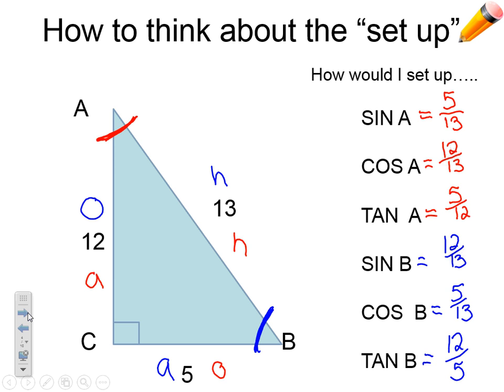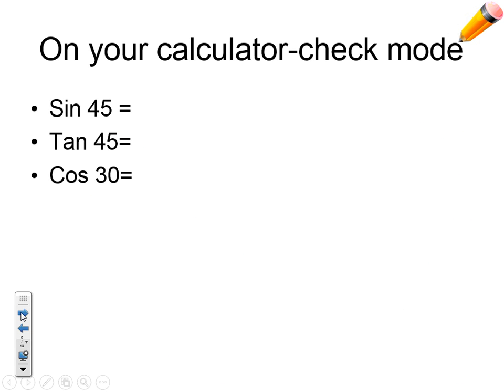or SOHCAHTOA. Now I need to make sure you have your calculator up, because all we're going to do is check this in your calculator. So you're going to type in sine of 45 in your calculator, and you're going to push enter. You should get 0.7071. If you don't, you need to change your calculator mode to degrees. When you type in tangent of 45, you should just get 1. And when you type in cosine of 30, you're going to get 0.8660. So if you don't get all three of these answers, make sure you are checking your mode on your calculator and it's in degree mode.